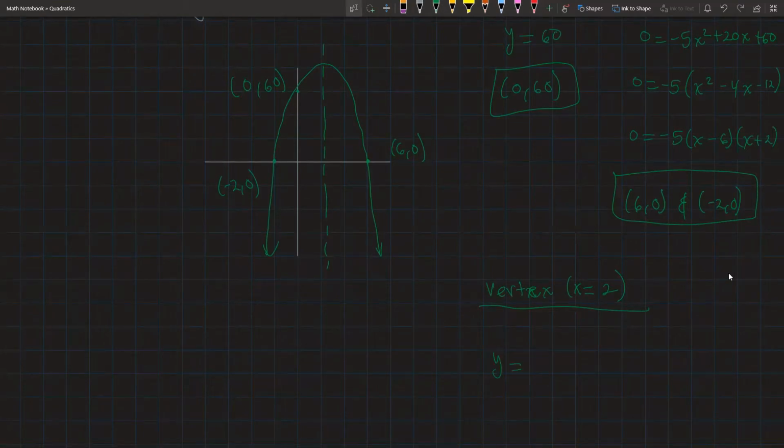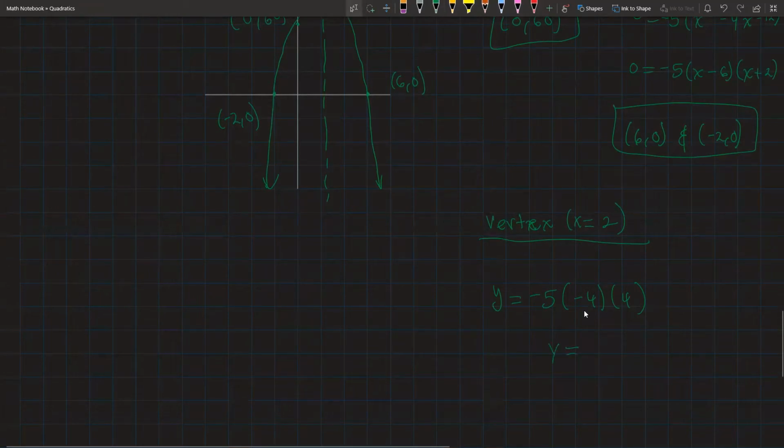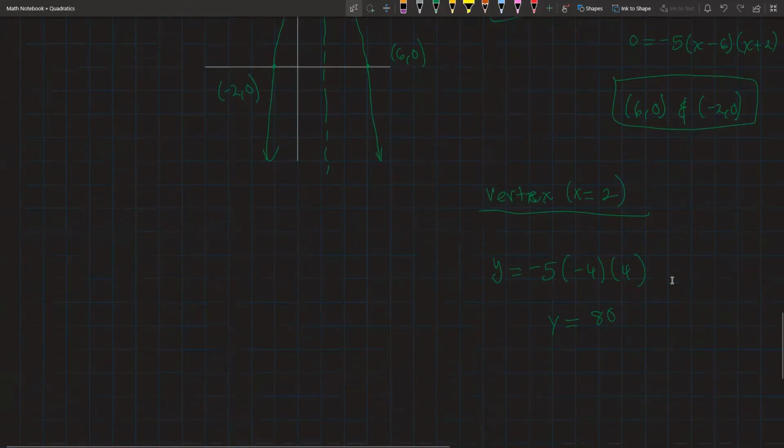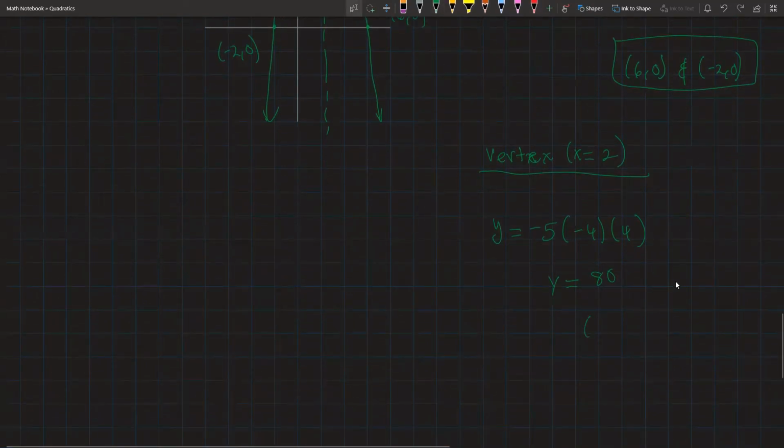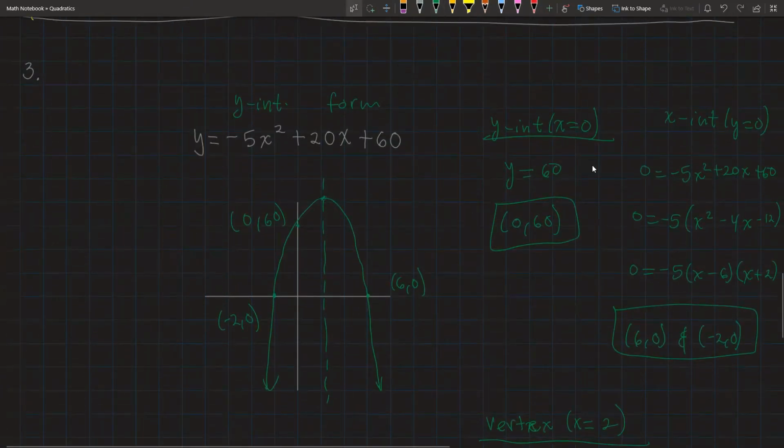So we can say that the y value of the vertex is negative 5 times, when we substitute a 2 for this x, we get 2 minus 6. What's 2 minus 6? It's negative 4. Then we're going to take the same 2 and plug it into this factor. What's 2 plus 2? 2 plus 2 is 4. So therefore, however you want to simplify this, we get a y value that is positive, and it is 80. Positive 80. 5 times 4 is 20, 20 times 4 is 80. But the point is (2, 80), because x was 2. And there it is, (2, 80).